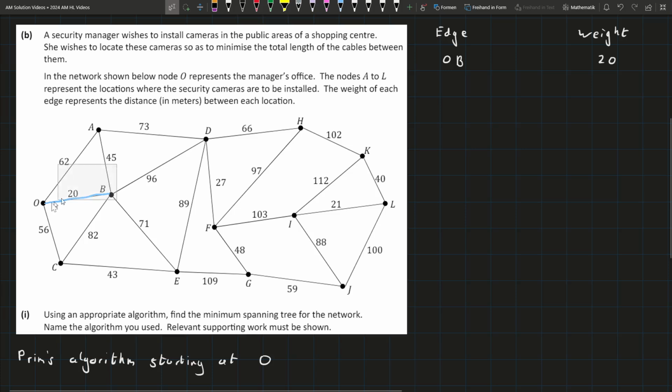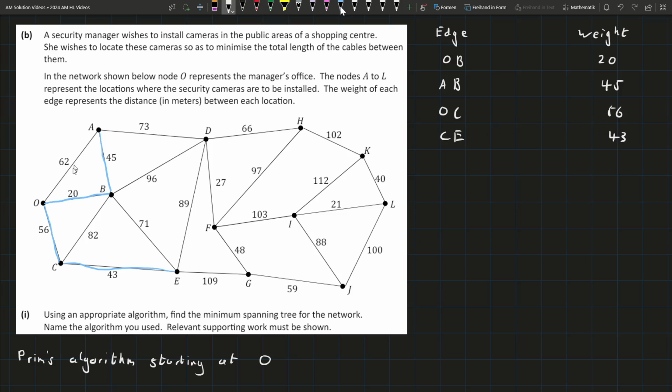So now the smallest one connected to this 20 is this 45. So we will add AB, which is 45, and then just draw it in. Now the next smallest one is this 56 down here, going from O to C. So we'll write OC, and that's a weight of 56. Next smallest then is this 43, which is CE. So we'll have CE, which is a weight of 43.